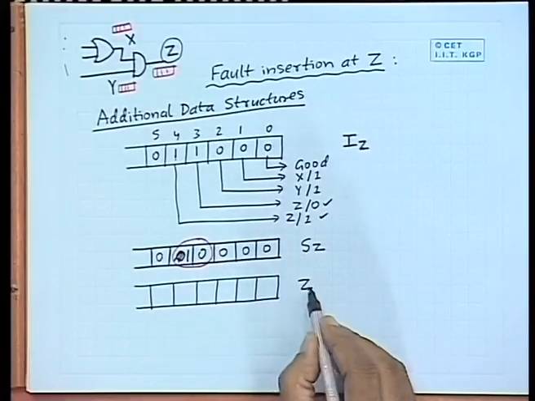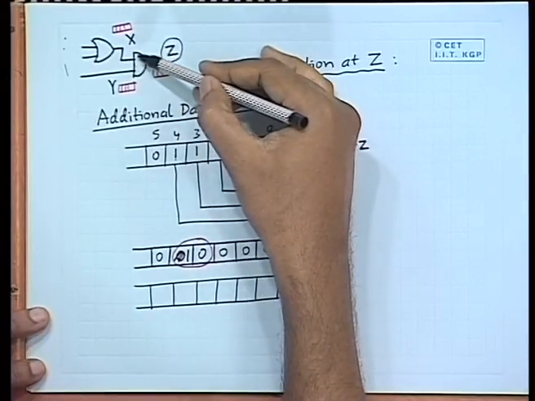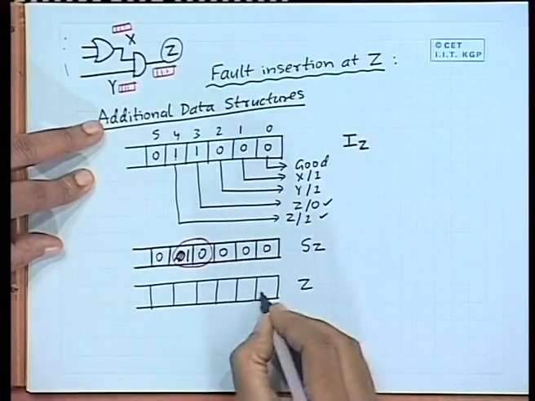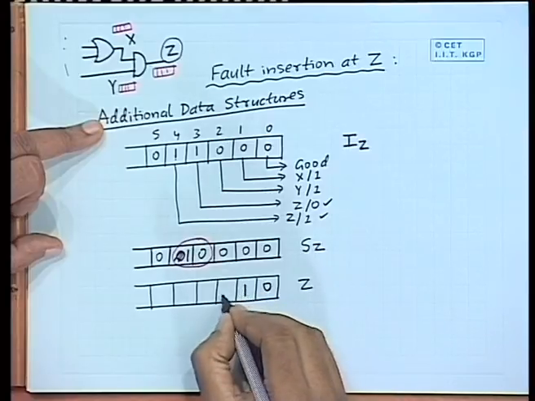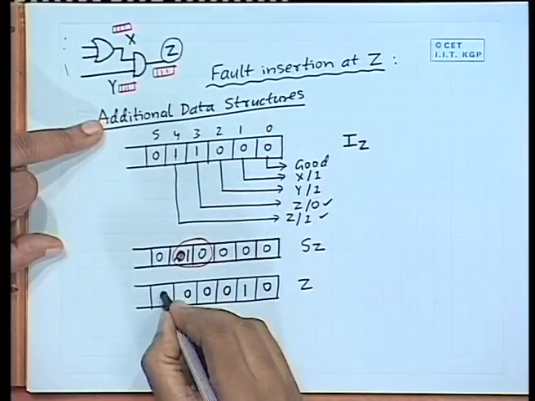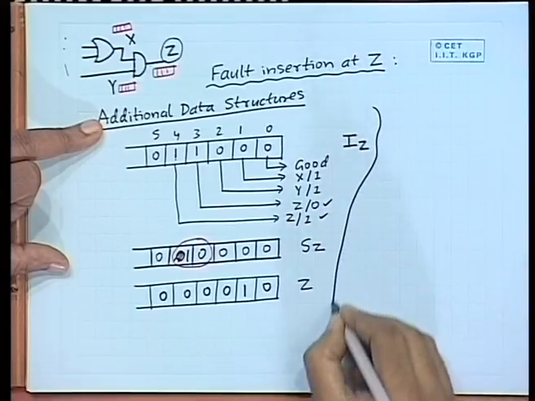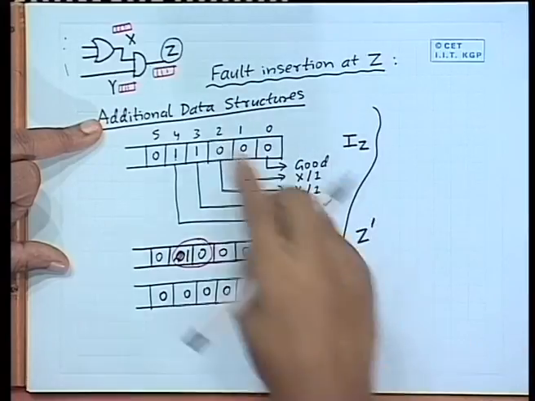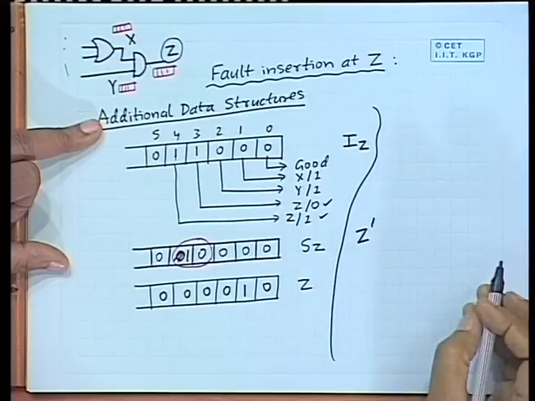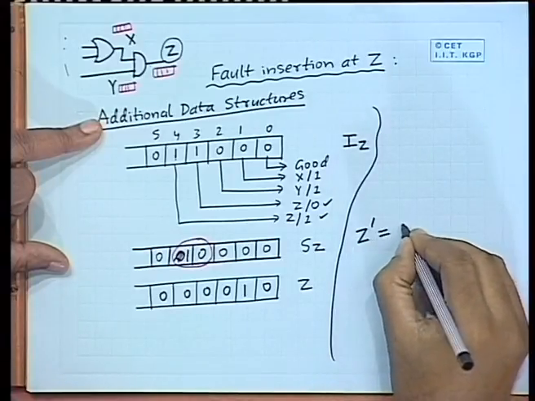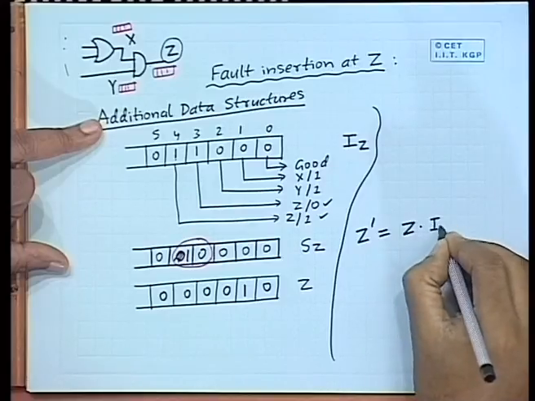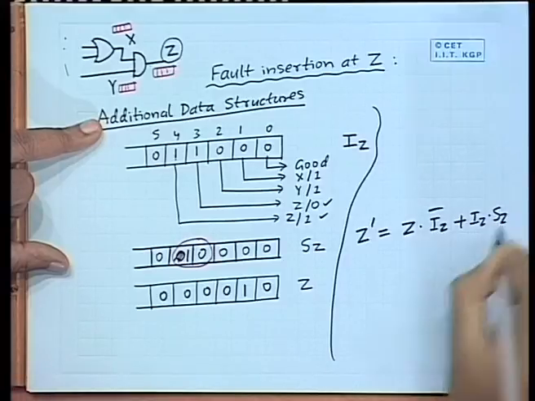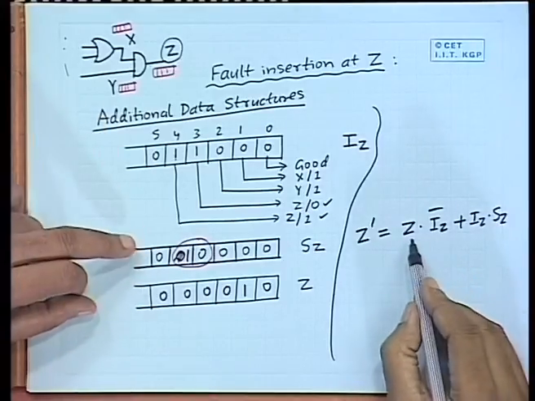Now, the value of z you can calculate by taking simple AND of the list you have, x and y. Suppose I have z value calculated as follows: 0, 1, 0, 0, 0, 0. Now, the formula that we use is that you can calculate the new value of z dash, taking into account the faults at this particular site, using a formula like this: z and I z bar or I z and S z. The first one says I z bar means what?